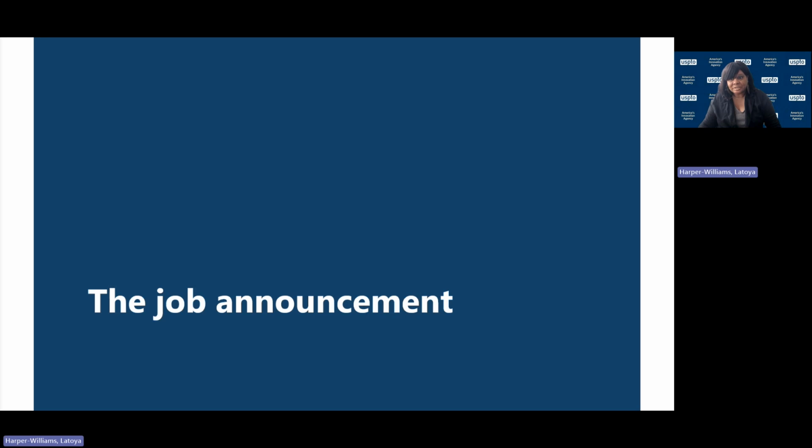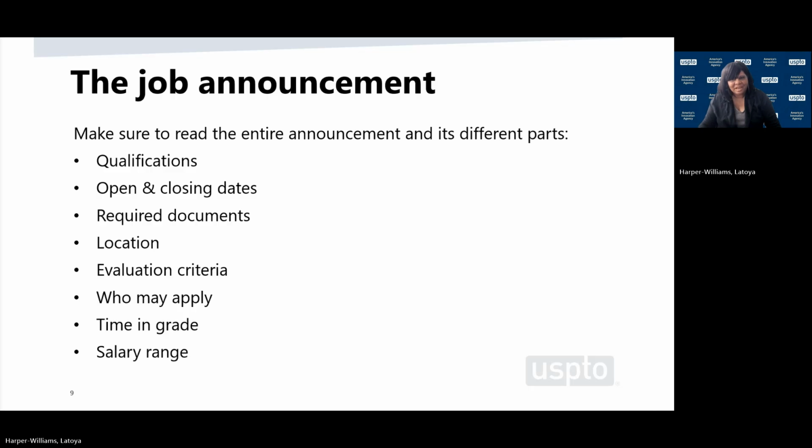Now, we're going to transition into going over the job announcement itself. Make sure to read the entire announcement in its different parts. These are just some of the important sections, but I encourage you to read the whole announcement carefully while completing your application. For example, you'll have the qualifications, open and closing dates, required documents, the location, evaluation criteria, who may apply, time and grade, and the salary range.